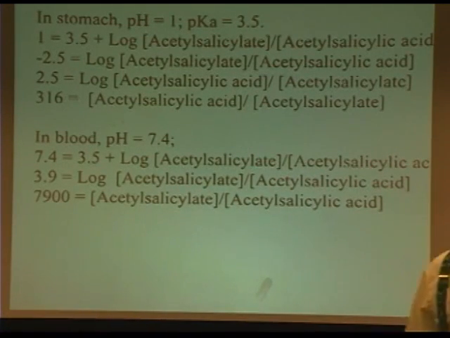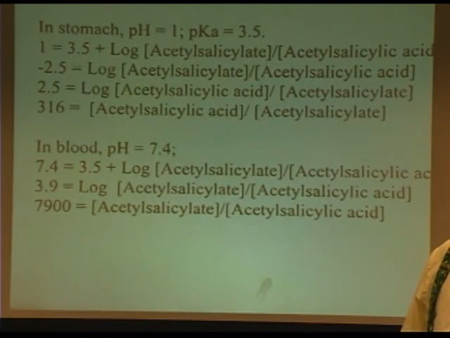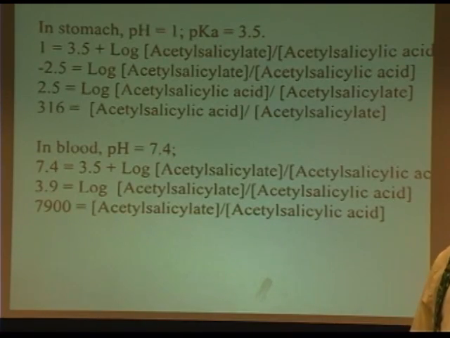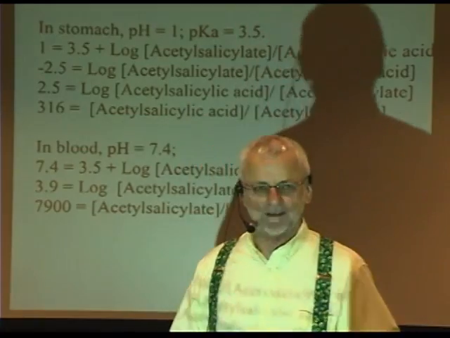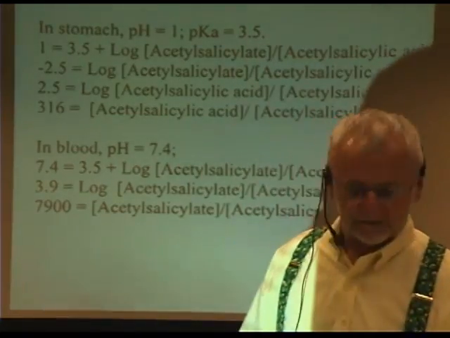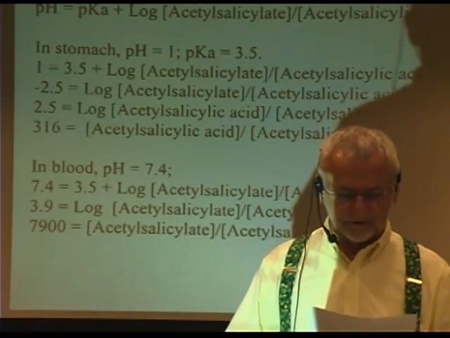So when we have the pH substantially above the pKa, as we do in the blood, we have mostly the salt of the acid. And when we have a pH substantially below the pKa, which we do in the stomach, we have mostly the acid form.